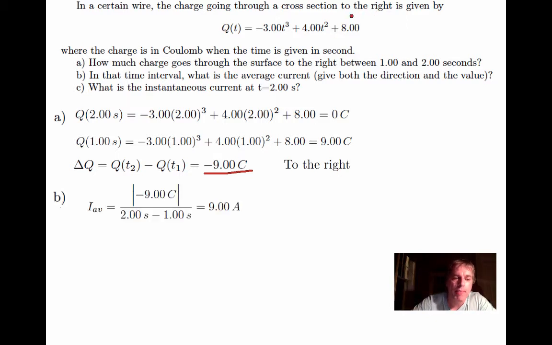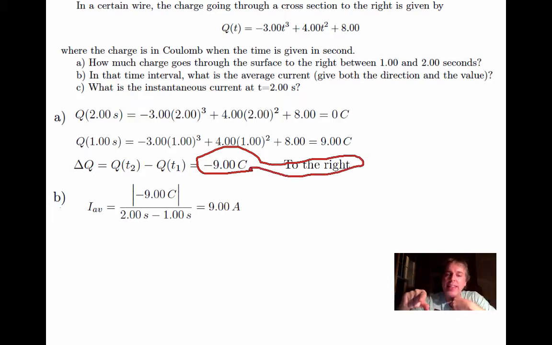Okay, now question B. What's the average current in that time? We just take the absolute value of delta Q, so the absolute value of minus 9, divided by delta T. Delta T is T final minus T initial, so that just happens to be 2 minus 1, which is 1. Absolute value, we get 9 amps. This is the average current. Now, what's the direction of the average current? In that time interval, we just figured out that there's a negative charge to the right.